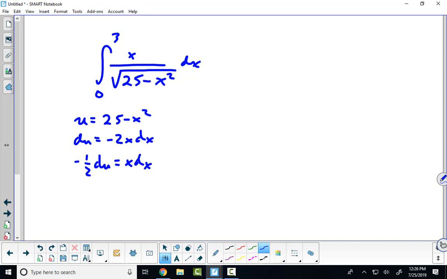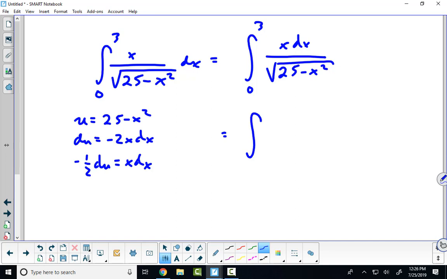Okay? So at this point, there's lots of ways I could do the substitution. One way to look at it is if I rewrote the original problem like this. I think we went from 25 to 16. Then when I do the substitution here, I'm going to replace x dx with minus 1/2 du all over the square root of u. How's that work?